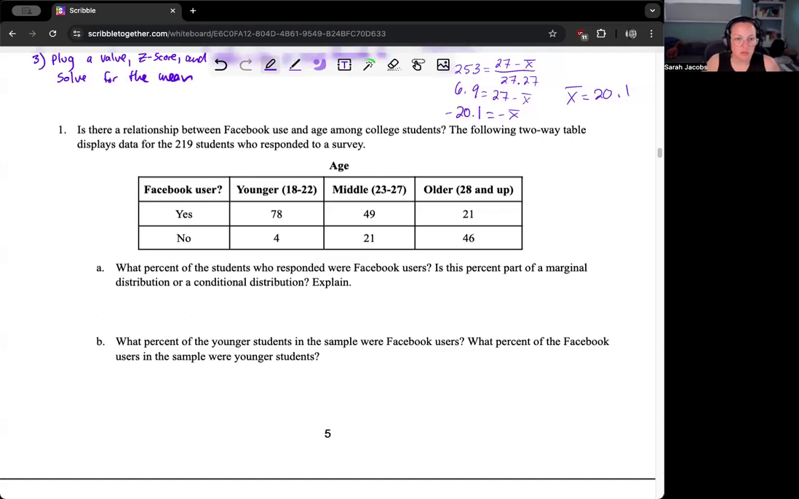Realistically, this is more of a Unit 2 question. It snuck in here. All right. We can still do it. Okay. What percent of students who responded were Facebook users? So just overall Facebook users.